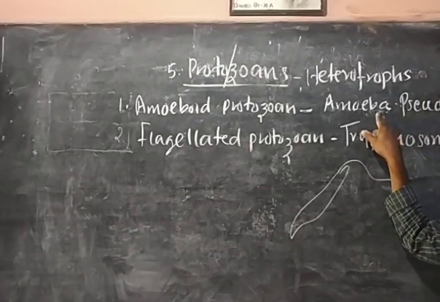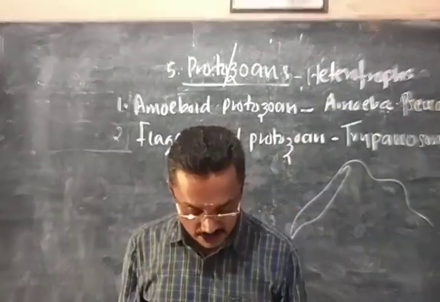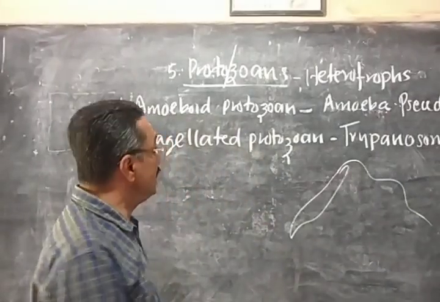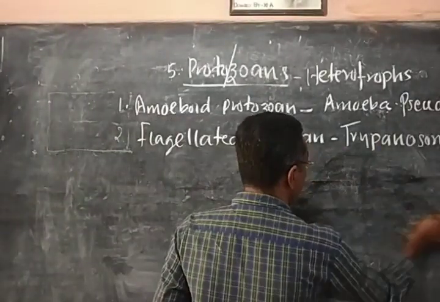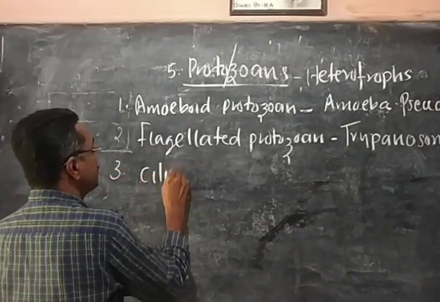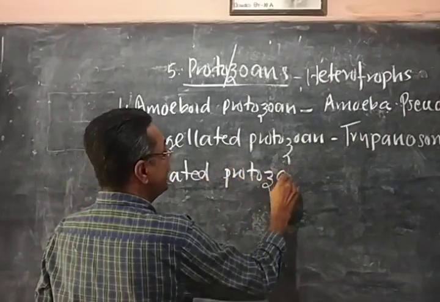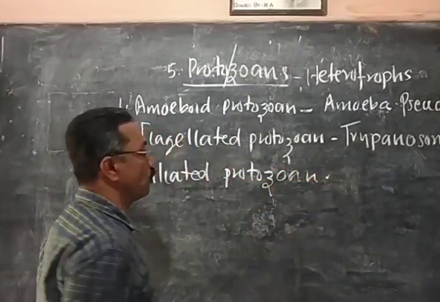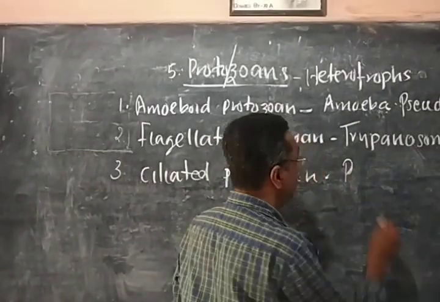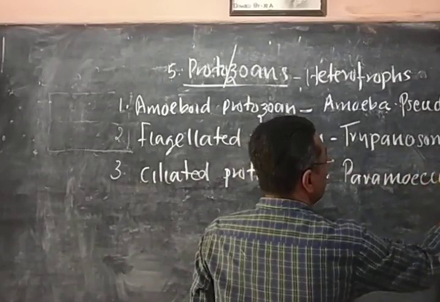Entamoeba histolytica causes dysentery. So flagellated protozoans are the second group of organisms. Next comes the third group called ciliated protozoans. Ciliated protozoans are protozoans with the cilia. Example, Paramecium. A typical example is Paramecium.